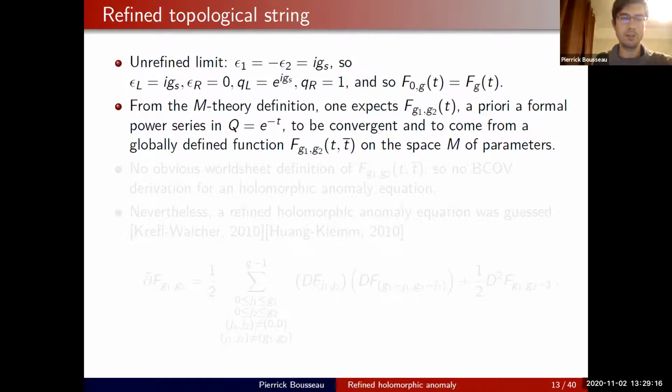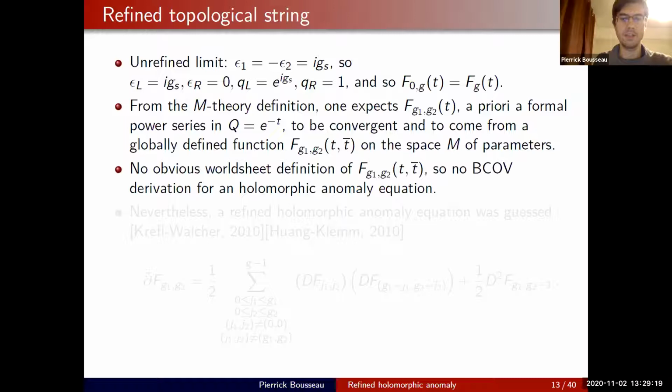So here, some slightly subtle point is that Fg1, G2 of t, t bar does not have an obvious worldsheet definition. And in particular, there is no BCOV-like derivation of a holomorphic anomaly equation for it. For ordinary topological strings, there was a physics geometric derivation of the holomorphic anomaly equation from the picture of the boundary of the moduli space of genus G Riemann surfaces. But now we have this object Fg1, G2 depending on two parameters, and they have been defined through some non-trivial change of variable from the refined BPS story, and not from some worldsheet-like definition. So it's not clear that you should expect something like a holomorphic anomaly equation.